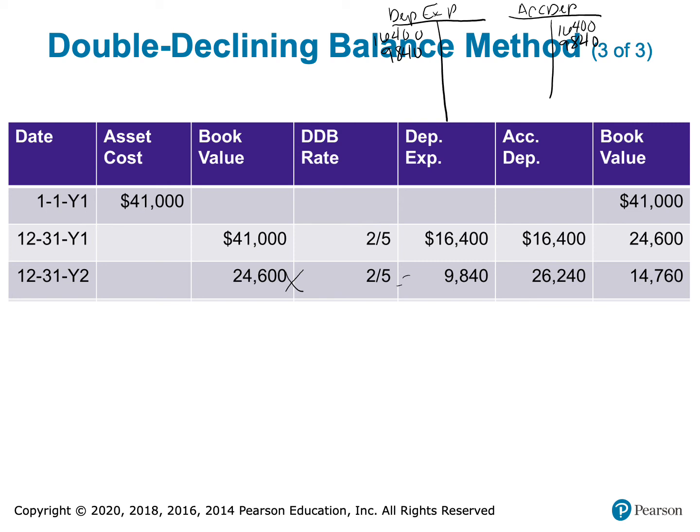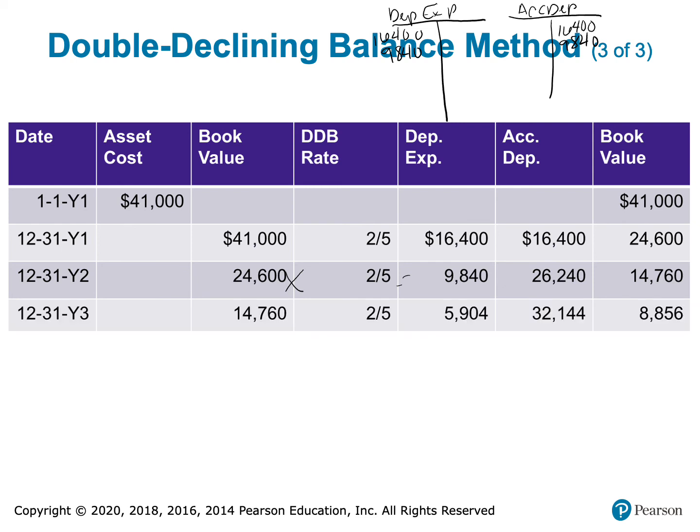So for year 3, I'm going to take the book value of $14,760, multiply that by 2/5, and I get $5,904. So my adjusting entry at the end of year 3 will be to debit depreciation expense by $5,904, credit accumulated depreciation for $5,904. So on my year 3 balance sheet, I'll show truck at 41, I'll show accumulated depreciation of 32,144, and that will give me a book value of 8,856.